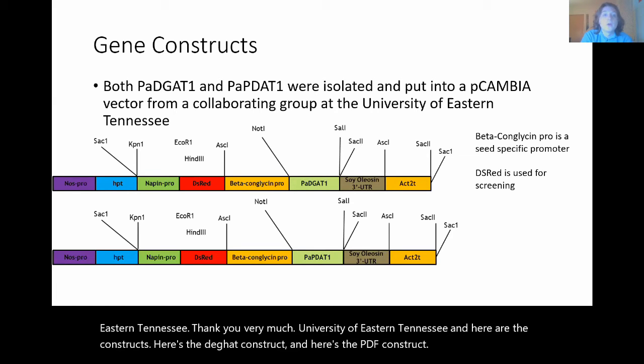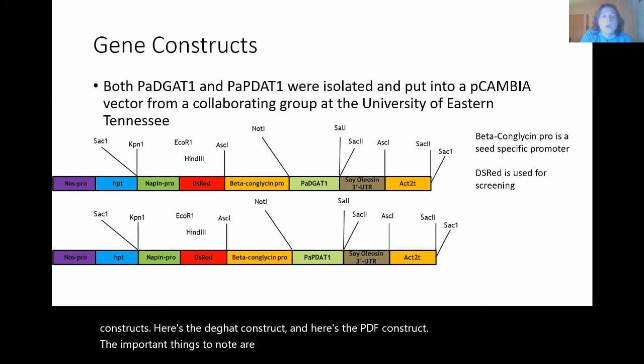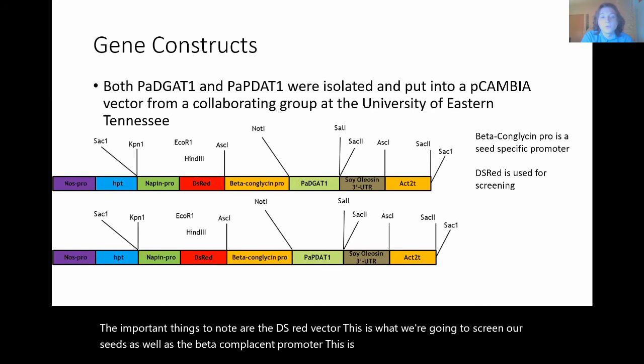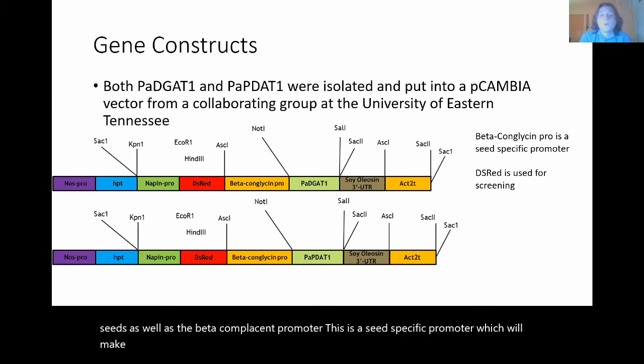The important things to note are the DsRed vector. This is what we're going to use to screen our seeds, as well as the beta-conglycinin promoter. This is a seed-specific promoter, which will make sure that our genes are only expressed in the seeds, which is where we want oil synthesis to be happening.